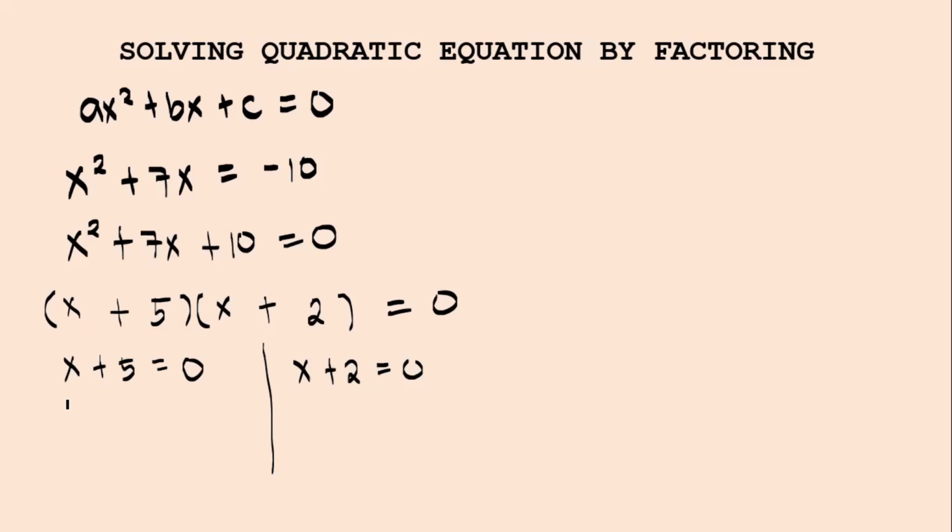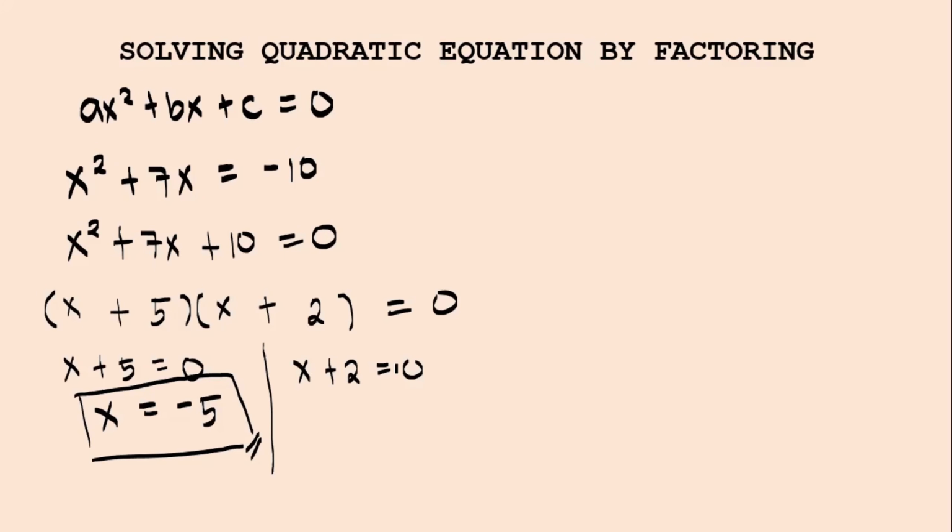Okay. So next, x lang yung kailangan natin. So kailangan nating hanapin yung value ni x. So from positive 5, again, using addition property of equality, we need to eliminate this 5. So subtract 5 both sides. So this is x is equal to, from positive 5, it will become negative 5. Okay. So yung isang value ng x natin is x is equal to negative 5.